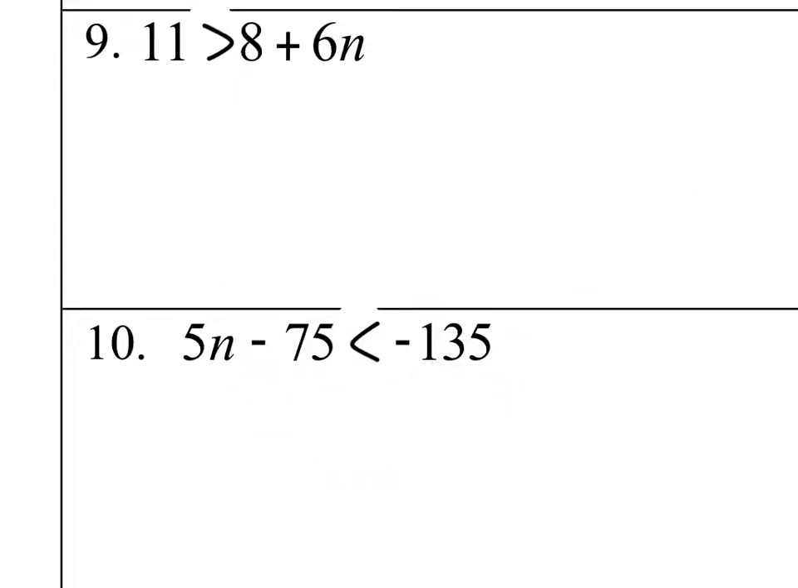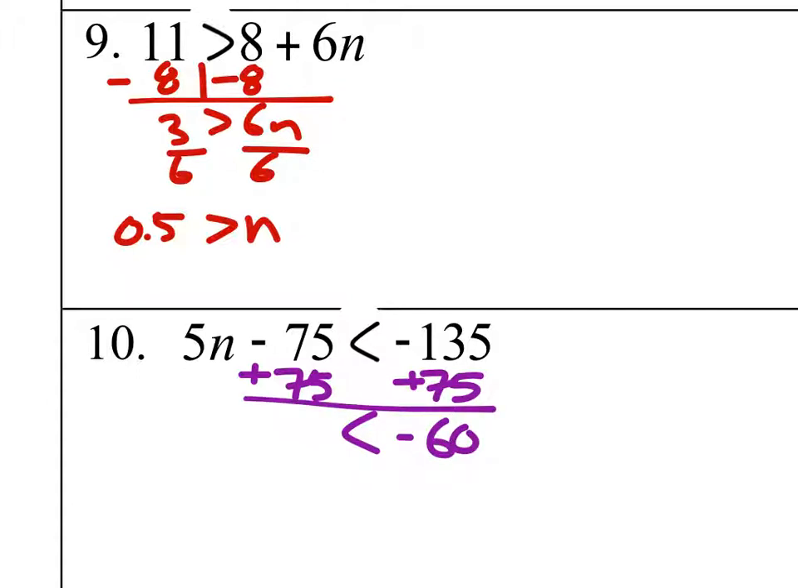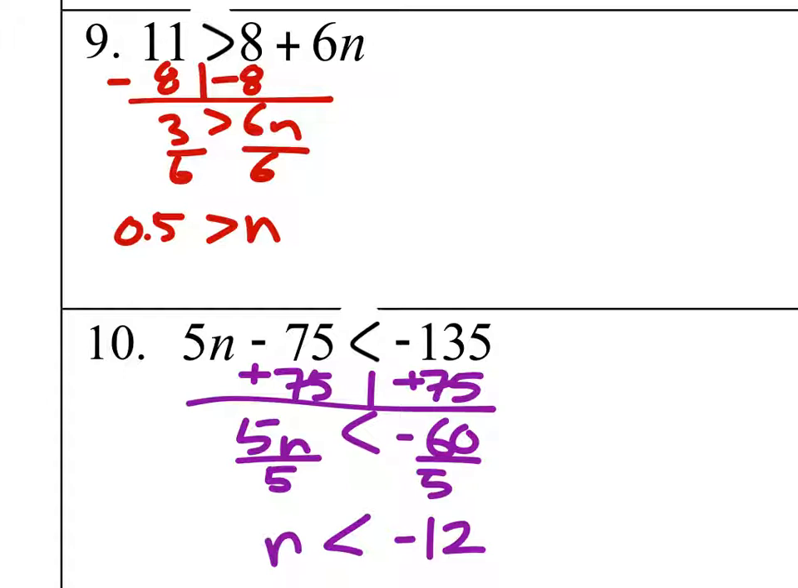Alright, number 9, we're going to have to subtract that 8 out from both sides. And we got 3 is greater than 6n. And dividing both sides by 6, we got n in comparison with 0.5. Next one, we need to add 75 to both sides. So that'd be negative 60 right here, and 5n. And dividing both sides by 5, we get n is less than negative 12. So there's number 10.